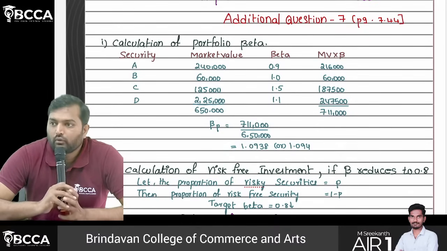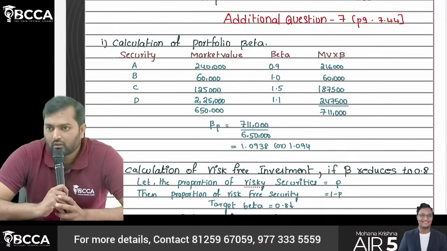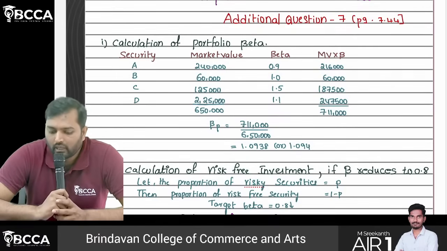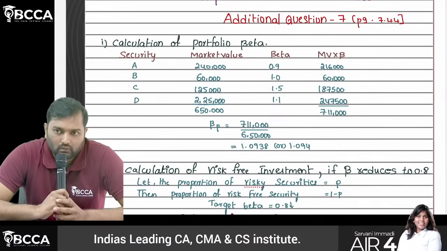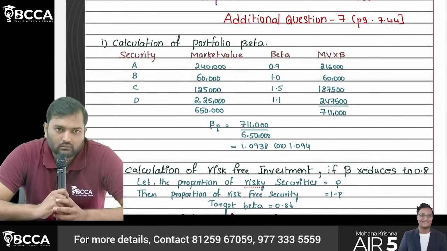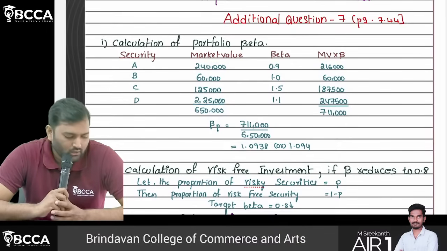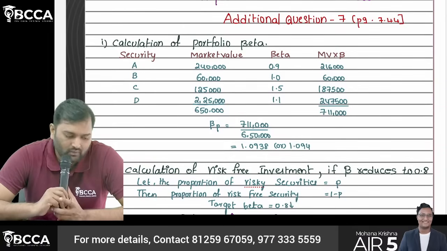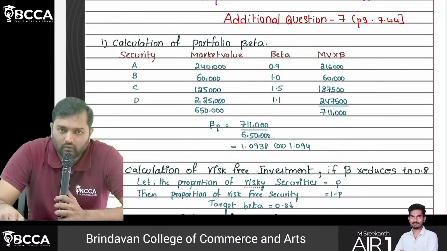Portfolio beta: either we can find out the proportion and do a weighted average, or else the other way of finding the beta is security, market value, beta, market value into beta. So market value into beta divided by market value. You will be left with beta. Market value will get cancelled, right? So beta of a portfolio is equal to 7,11,000 divided by 6,50,000. So the answer is 1.094. So this is additional question number 7 of portfolio management.